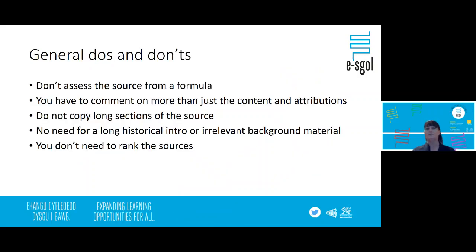Just some general do's and don'ts here. So don't assess a source from a formula, okay? Don't be static and follow that checklist sentence by sentence. They all need to be covered, yes, but do it in a flowing way. You have to comment on more than just the content and the attribution of the sources to get into those top levels. Don't copy long sections of the sources out.